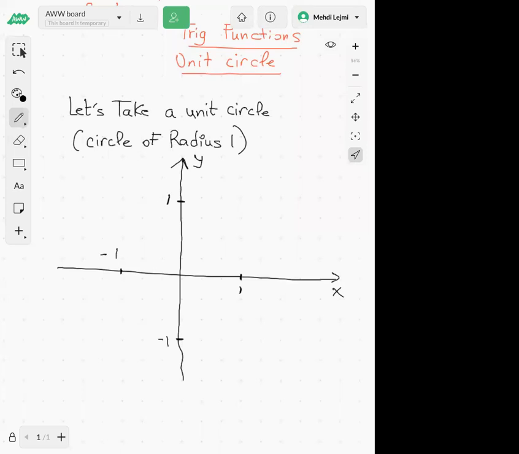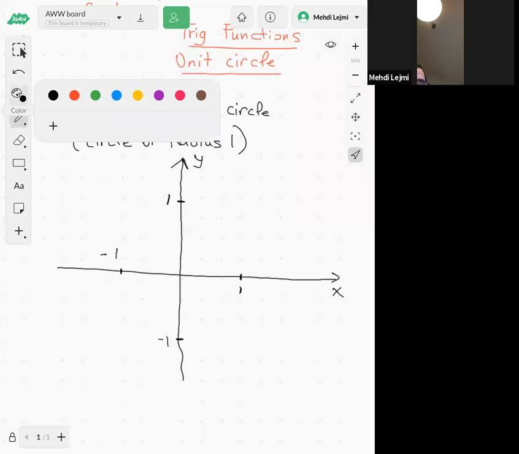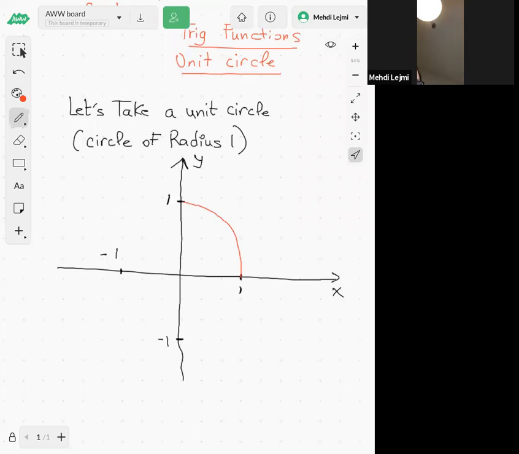So we're going to take the unit circle with the center, the origin, the 0. So here's my circle. This one here. All right. And then I'm going to take an angle.